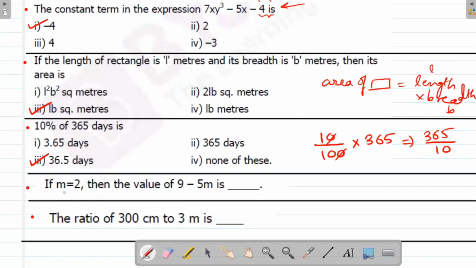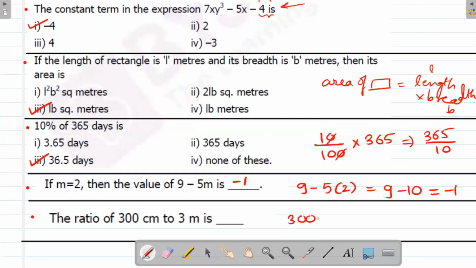Now next, if m is equal to 2, then the value of 9 minus 5 m. Minus 1. And the last one, the ratio of 300 centimeter to 3 meter.